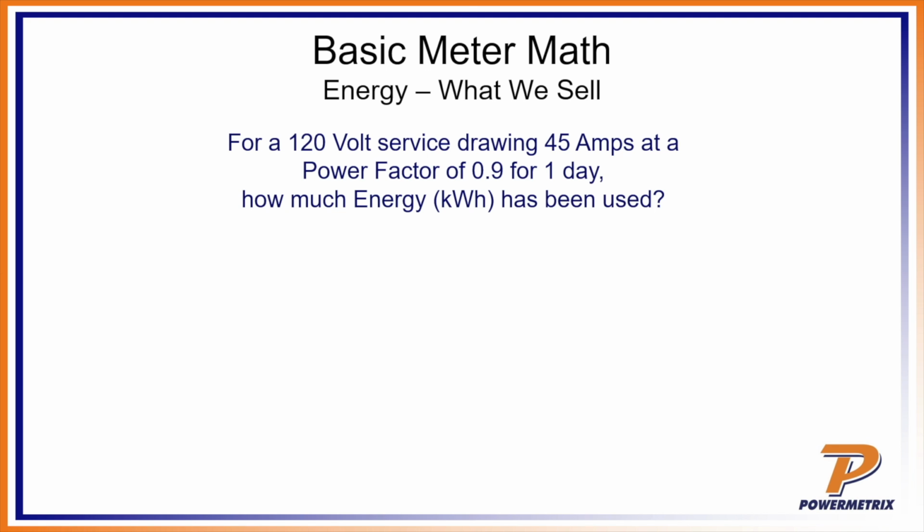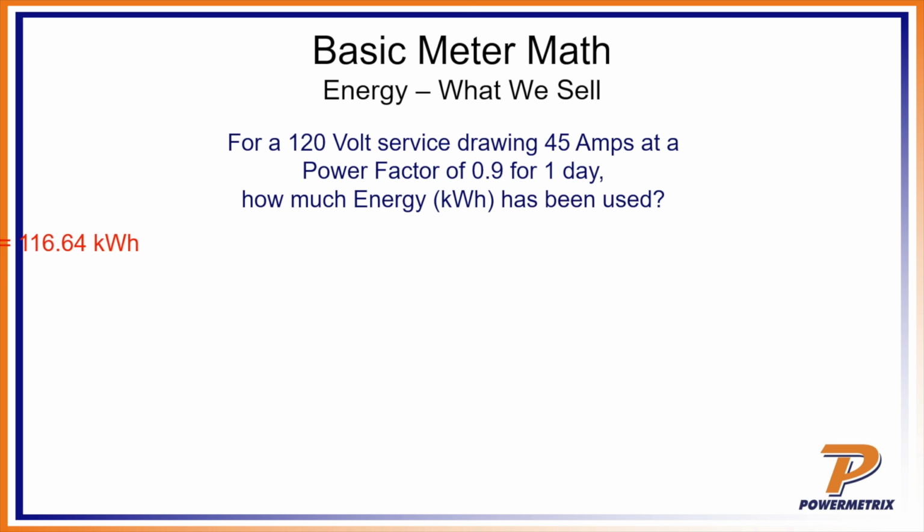Okay? Now here, energy, what we sell, just like we were talking about before. Well, here's two different examples. One's more of a commercial example, and one is more of a residential example. Let's show you the commercial example right here. So I've got 120 volt service, because that's what we normally see out there at the meters, right, guys? Ladies, also, sorry. Out there at the poles, we're most of the time dealing with 120 volt on all these transformer rated services. So we've got a 120 volt service drawing 45 amps at a power factor of 0.9 for 1 day.